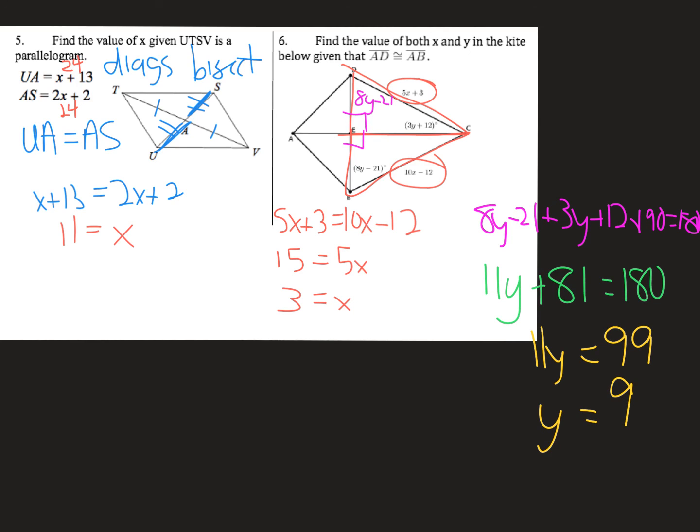So I found the values of x and y. Given that AD is equal to AB, okay, so if these pieces are equal, I didn't read that part, then these pieces are equal. I just kind of assumed on the picture, which is never a good idea. But I did it there. I hope that was helpful. Let us know if you have questions.